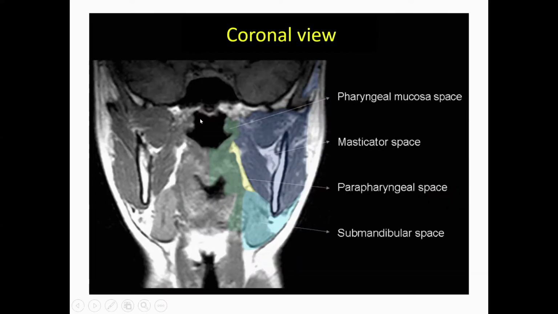It may be slightly difficult for you to evaluate a coronal view of the MRI, but in certain situations it may be very helpful to know the early parapharyngeal space involvement.